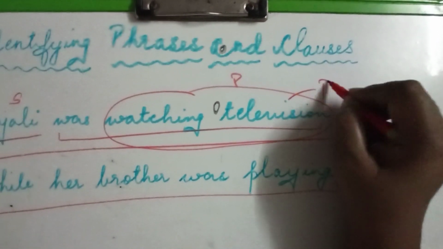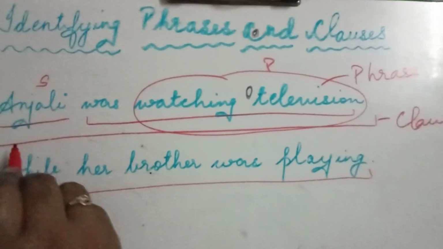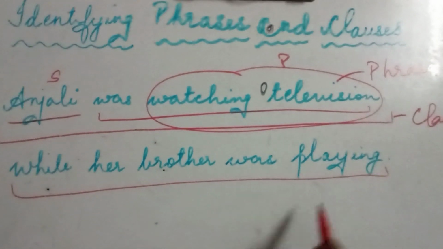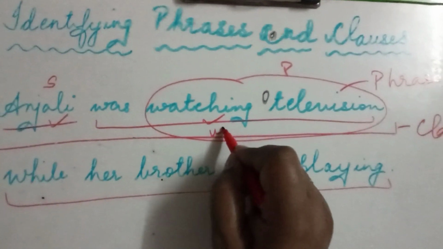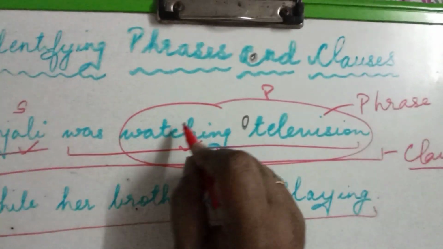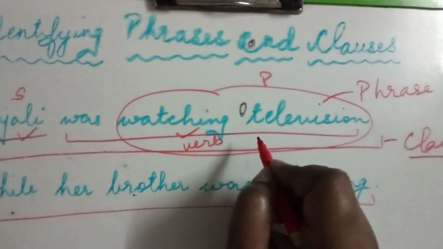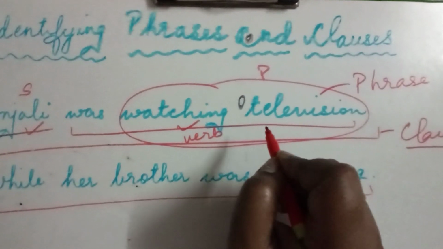Watching television is a phrase and Anjali was watching television is a group of words which I have taken from the main sentence, which has a subject as well as a verb. So this is my clause. And this group of words, watching television, is a phrase because it does not give us a complete meaning or make complete sense.